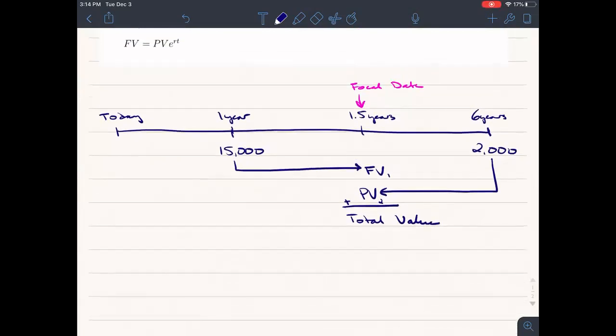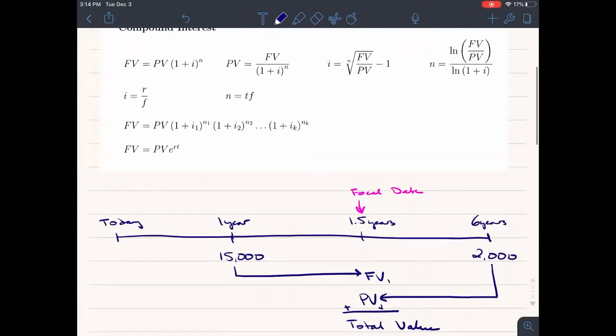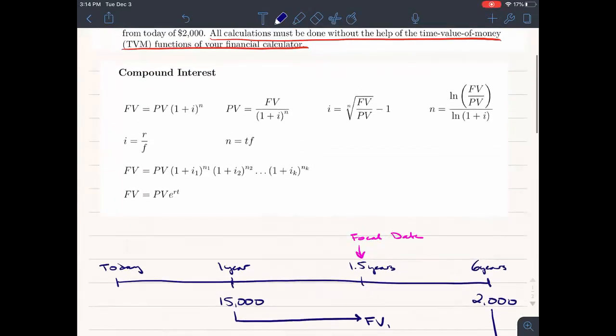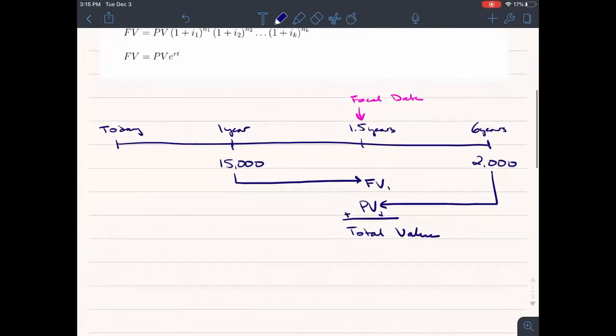Total value. For compound interest, our N is time times the frequency. That's our compounding frequency because we don't have a payment frequency. As soon as we have a payment frequency, then our N is the number of payments, so we use T times F, where F is the payment frequency. So in this case, N is T times F.